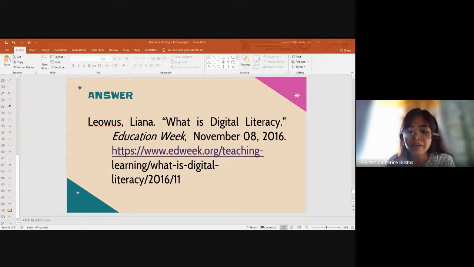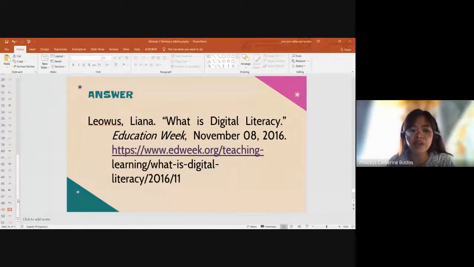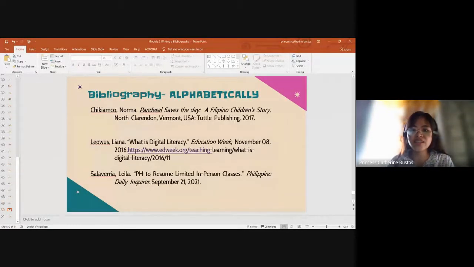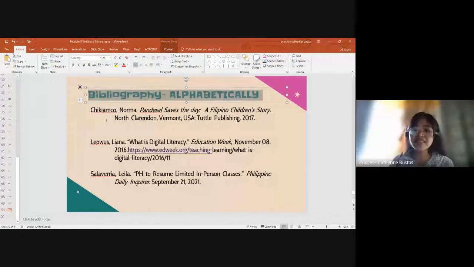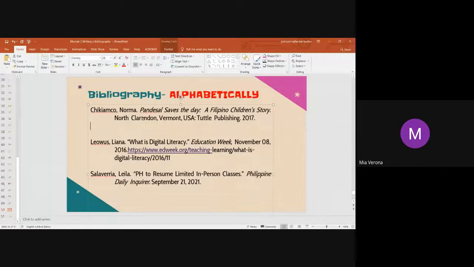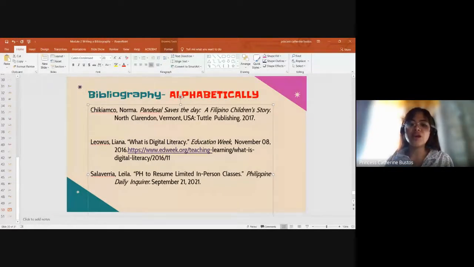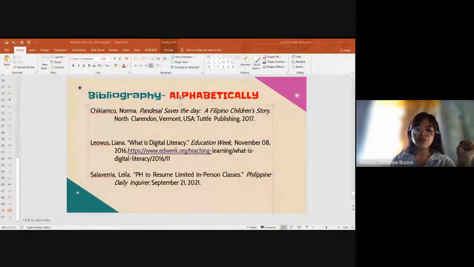Okay. However, I'm referring to the format. How is your bibliography entry arranged? They are arranged? With a hanging indention and arranged alphabetically. And you have to look at the author's last name. And they should be arranged accordingly. So we have C, Leuus, and Salaveria. And then, there you have it, your bibliography entry. That's how you do it.